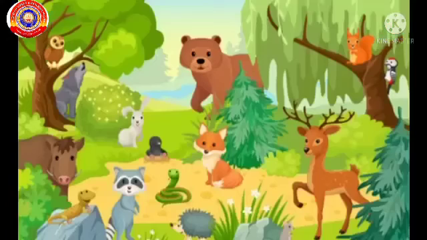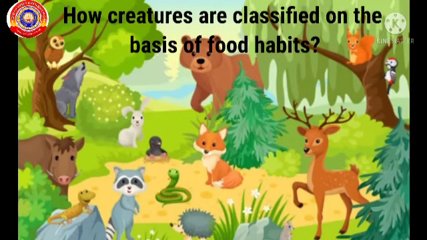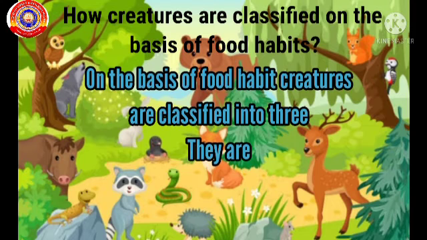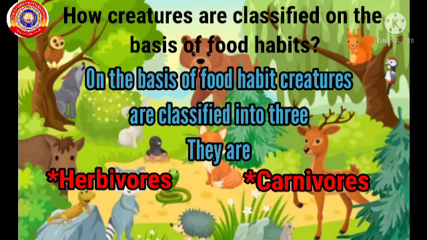Now we are discussing our second chapter, From Doodlebug to Tusker. Did you study the topics that we discussed in our last class? Okay, so teacher will ask you a question. You have to say the answer. How are creatures classified on the basis of food habits? Tell me the answer. Yes, very good. On the basis of food habit, creatures are classified into three. They are herbivores, carnivores, and omnivores.